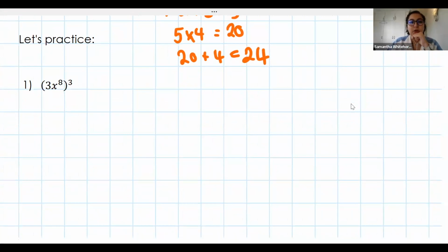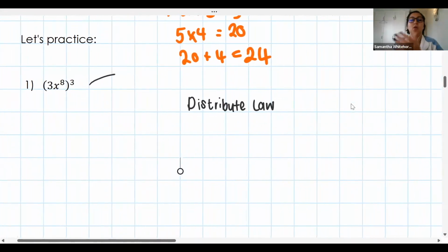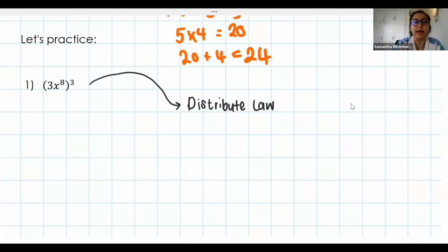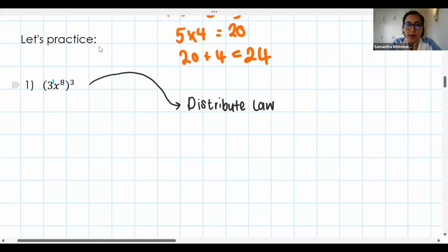So on Monday, you spoke about the distributive law, and the distributive law tells us that when we have an exponent outside our bracket, we need to multiply it to every exponent inside the bracket. Now what we need to remember is that everything inside our bracket does have an exponent. So this coefficient of 3 over there does actually have a 1.